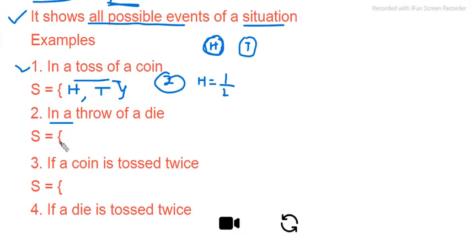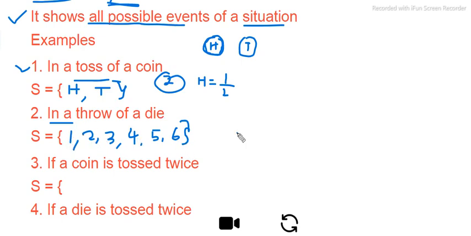Each of the faces has a number of dots. This side has 1 dot, that is 1. This side has 2 dots, that is 2. This side has 3 dots, that is 3. 4, and like that. So all the possible events in a throw of a die are 1, 2, 3, 4, 5, and 6. So in total, how many events are possible? That is 6 events.